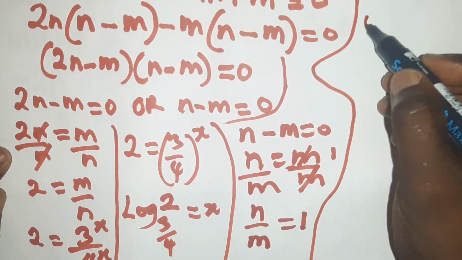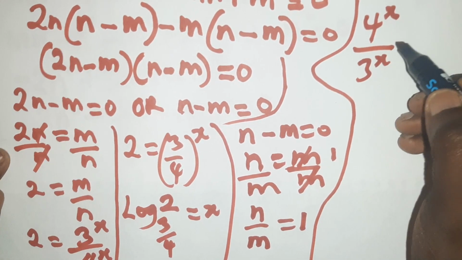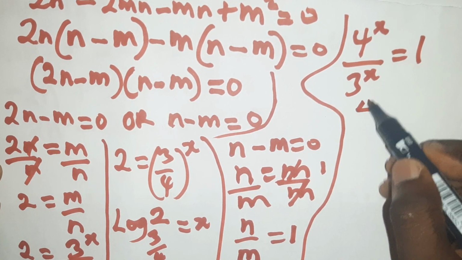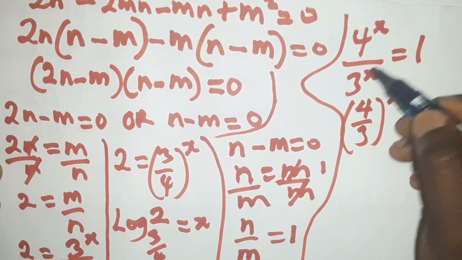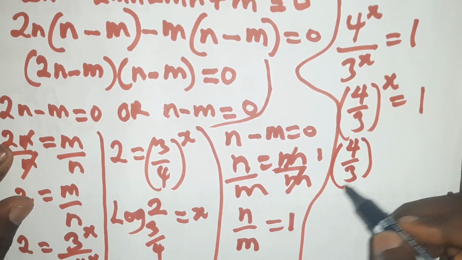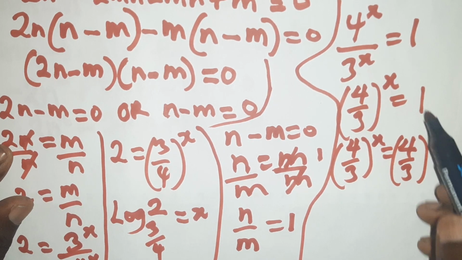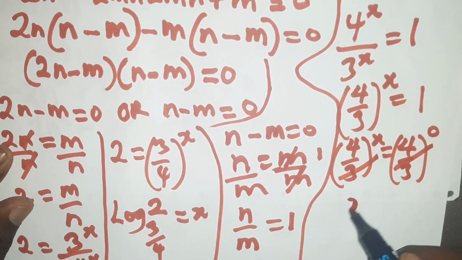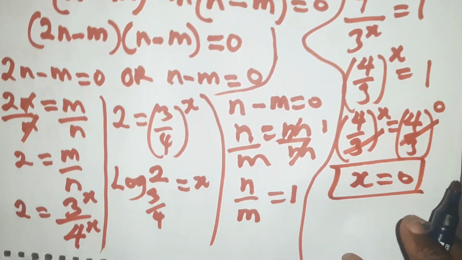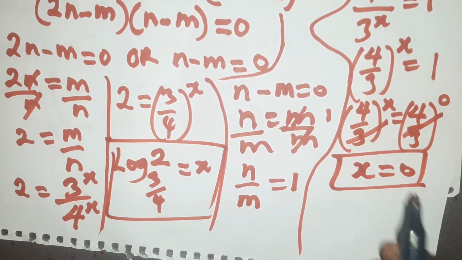But n is 4 raised by x over, and the m is 3 raised by x, then equals to this one here, 4 raised by x over 3 raised by x. I can now have 4 over 3 all raised by x, since the x is common, equals to 1. And I can have 4 over 3 raised by x equals 4 over 3 raised by 0, since any value raised by 0 is 1. I can now cancel out the bases. I now have x equals 0 also. So we have x equals 0 and we have x equals log to the base 3 over 4 of 2. So that's it.